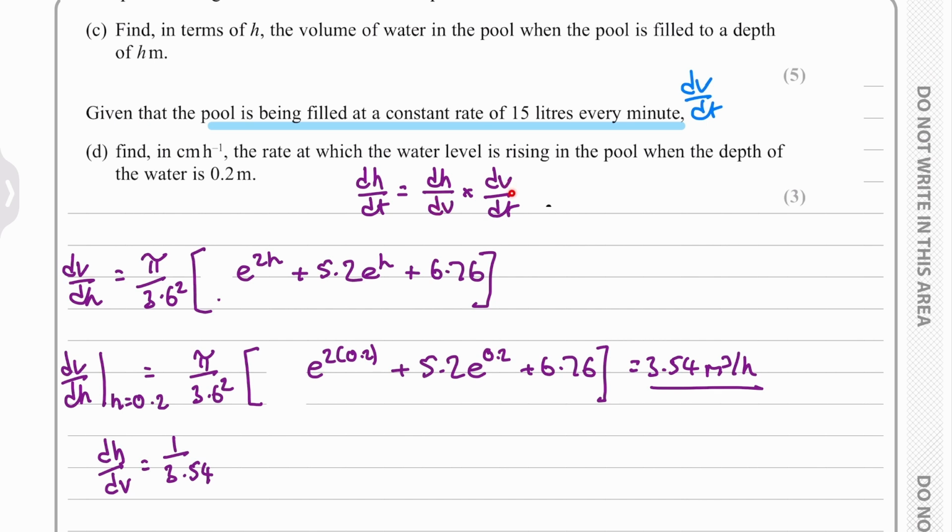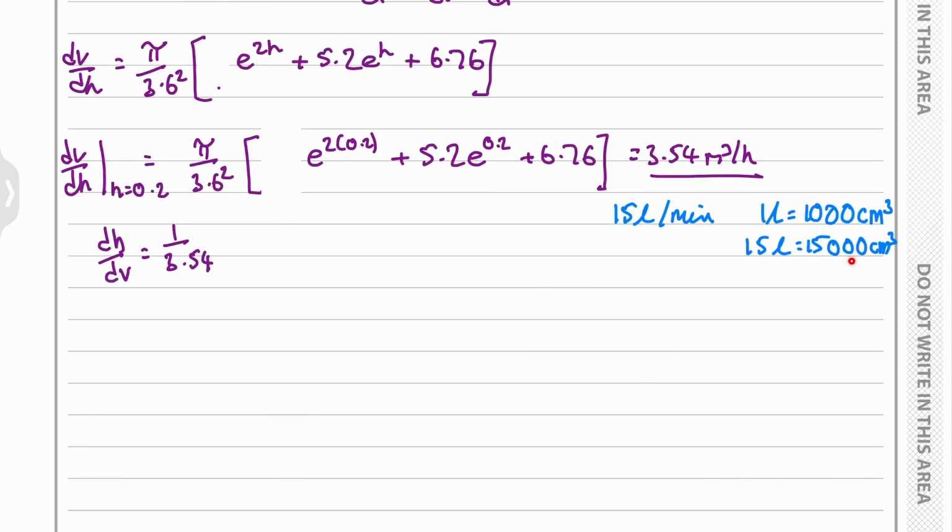To find dV by dt, we need to convert this 15 liters every minute into meters cubed per hour. And we know that 1 liter is 1,000 centimeters cubed. So 15 liters will be 15,000 centimeters cubed. But this is per minute. What we need is per hour. So we'll multiply this by 60. So this will be 900,000 centimeters cubed per hour.